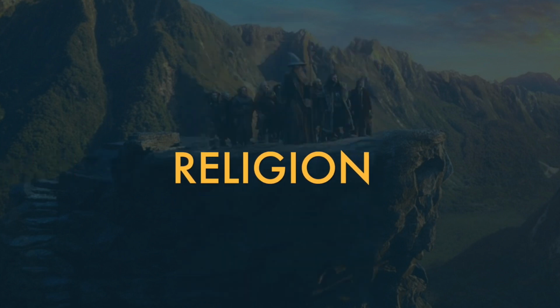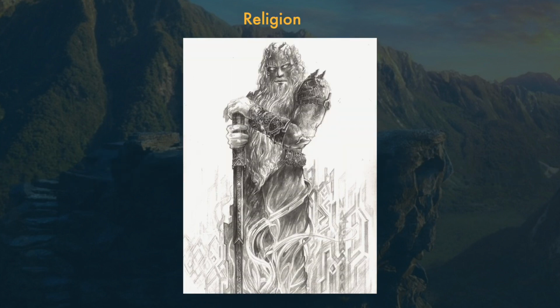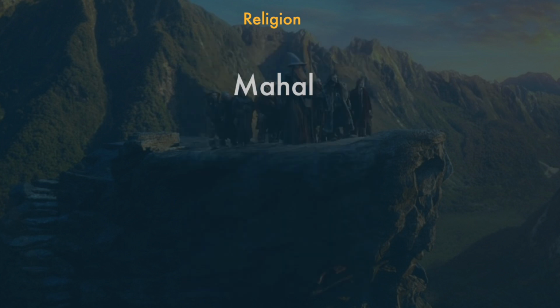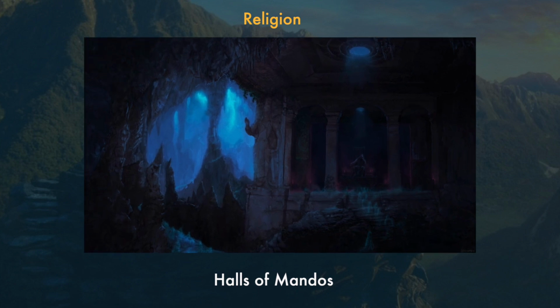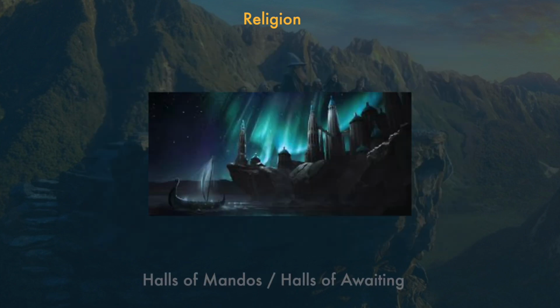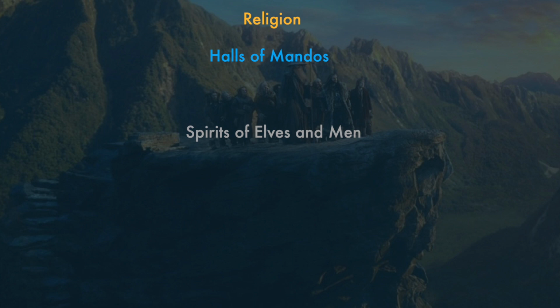In terms of religion, the dwarves revere their creator Aulë. They call him Mahal in Khuzdul, or the Dwarvish tongue, which means maker. They also believed that after their death, Aulë would care for them and lead their gathering to the halls of Mandos. The halls of Mandos, also known as the halls of awaiting, was a realm where the spirits of elves and men were gathered to await their respective afterlives.